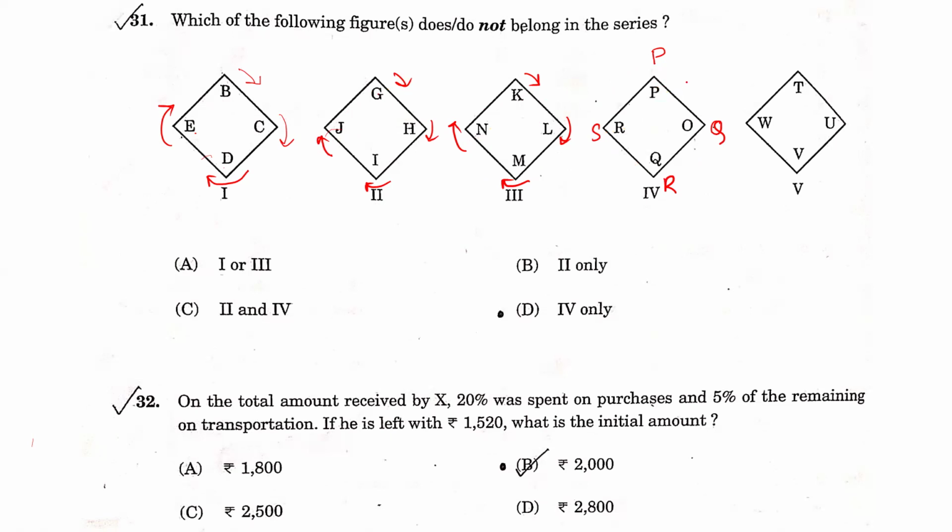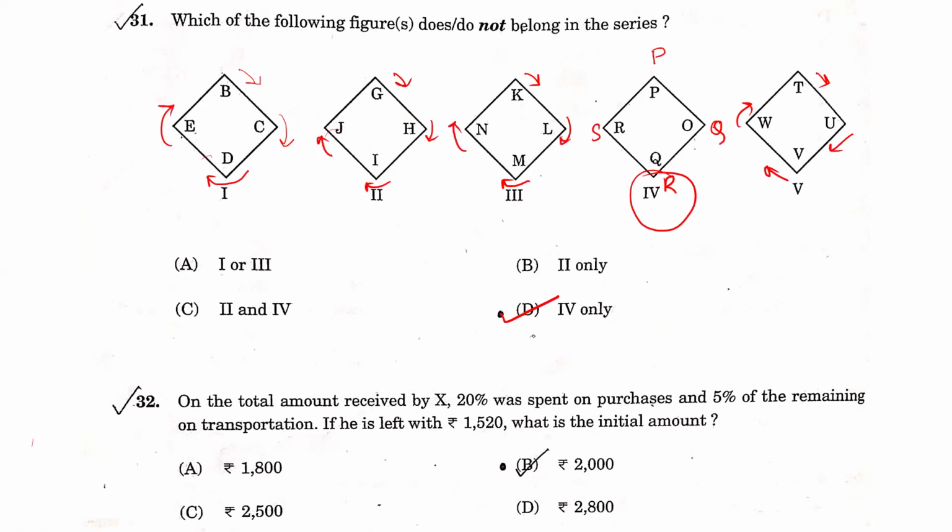Here, this trend is not being followed. Again, come here: T, U, V, W. This trend is again followed here. So this is the odd one out. Number 4, the fourth one, is the odd one out, and hence option D is your correct answer. Coming to the next question.